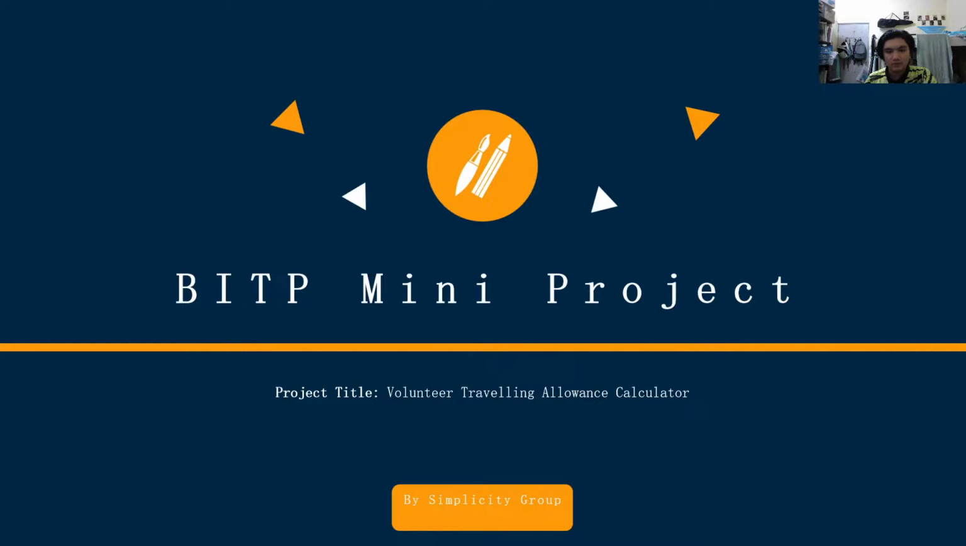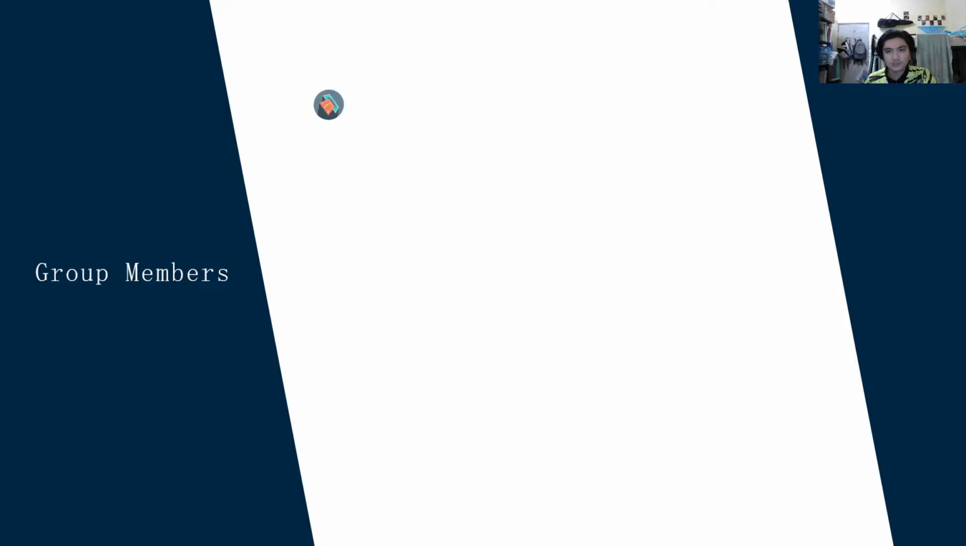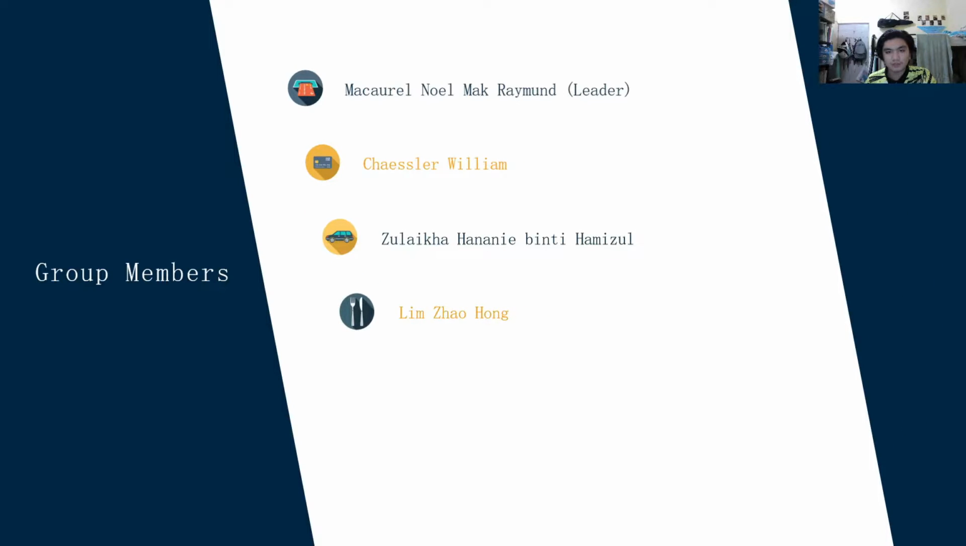Today we are from the Simplicity Group. We'll present our mini project titled Volunteer Traveling Allowance Calculator. So here are the group members. Macaurel is the leader, and the second member is me, Chaessler, and the third member is Zulaikha, and the last member is Lim.